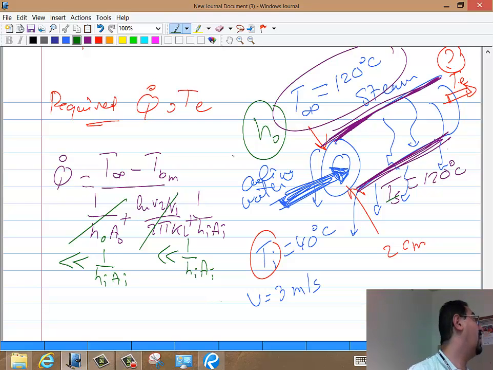But if H out is really, really big, so let's imagine that HI will end up being 12,000 watt per meter square Kelvin. H out will be 120,000, not 12,000. So it's like 10 times bigger, for example. So if it's 10 times bigger, that makes 1 over H out smaller.